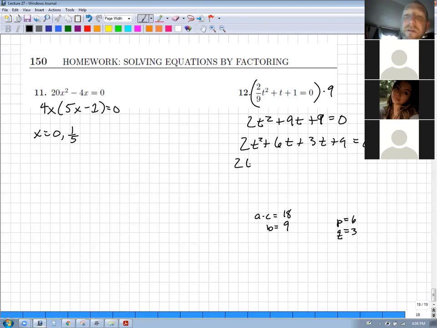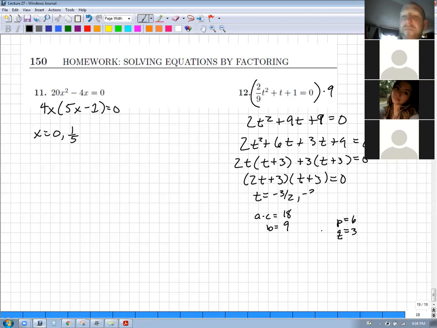Factor out 2t, we get a t plus 3. And over here, we'll factor out a 3 and we get a t plus 3 again. So 2t plus 3 times a t plus 3. So t is -3/2 or -3.